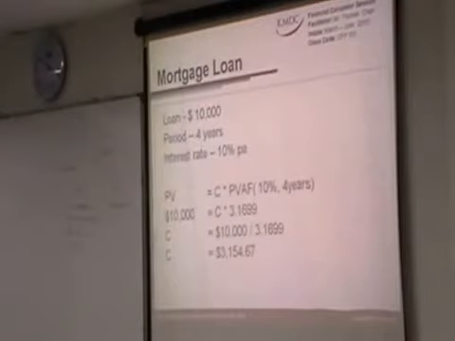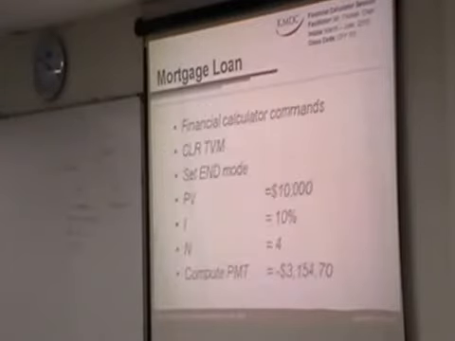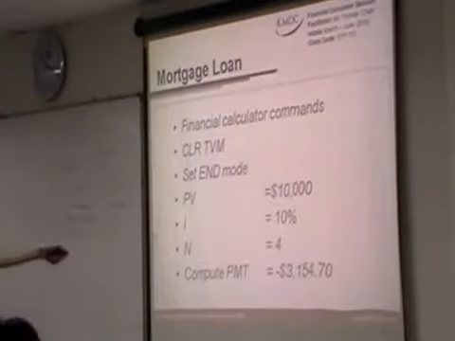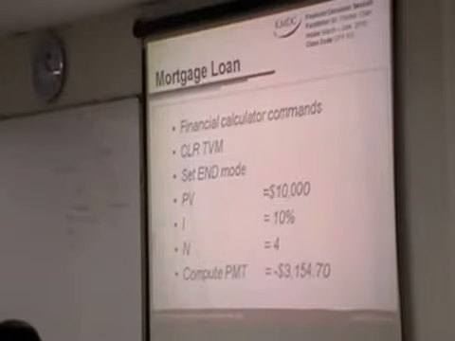So, this is how we calculate manually using the financial table. In your calculator, you try out. End mode. Present value 10,000 because money is coming in. I10, N4, compute PMT. You get 3154.7. Now, most importantly, the next thing: how certain are you that this amount is the right amount?